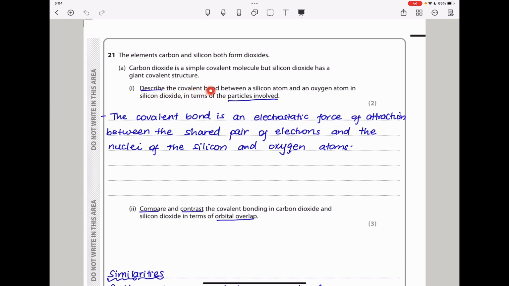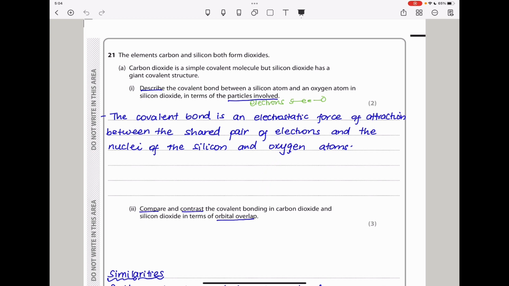Describe the covalent bond between a silicon atom and an oxygen atom in the silicon dioxide in terms of the particles involved. So here they said particles involved. Of course, the particles involved are going to be electrons in this covalent bond. However, these electrons are being attracted by the nuclei of the atoms, meaning the silicon atom as well as the oxygen atom. So I said the covalent bond is an electrostatic force of attraction between the shared pair of electrons and the nuclei of the silicon and oxygen atom.